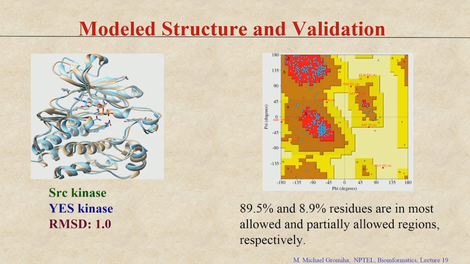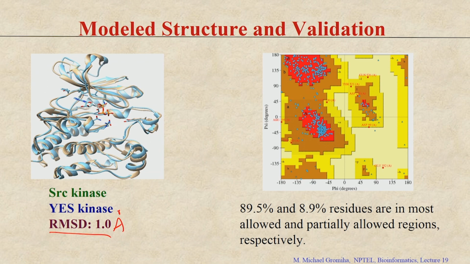When you have the template, you finally model the structure, like the loop modeling, and you can use backbone generation and side chain modeling. Finally, you get the energy minimized structure, this is the structure. You can see the blue one is the CS kinase, and the grey one is the SRC kinase, and the RMSD is around 1 angstrom. So it is a reasonably good structure, we can get this one.